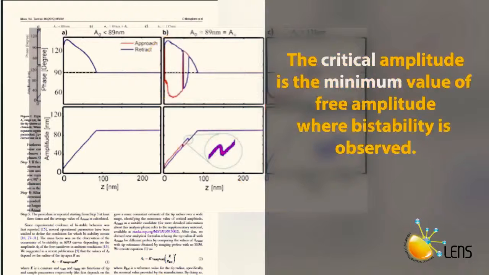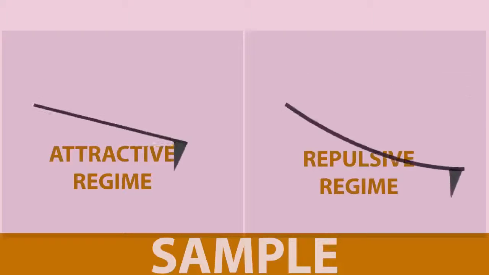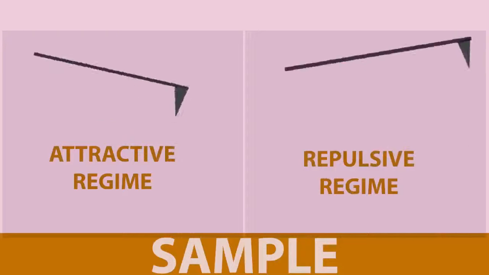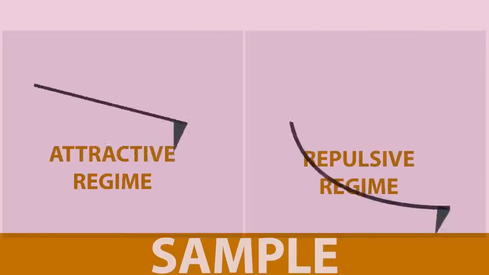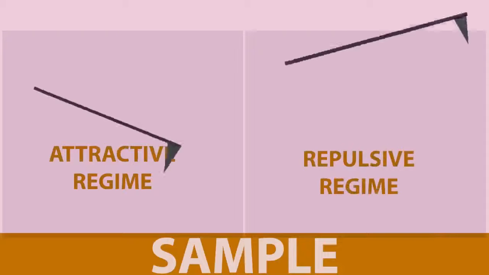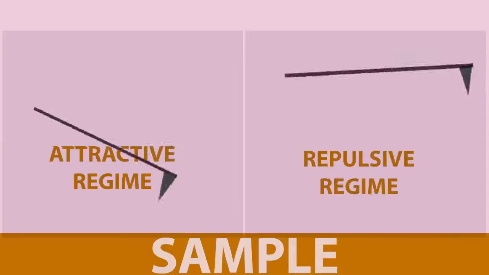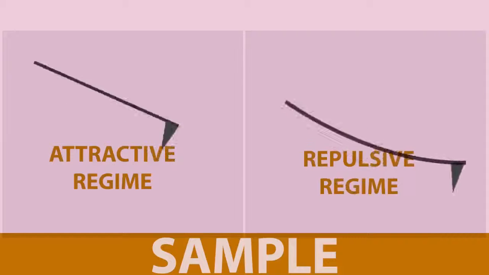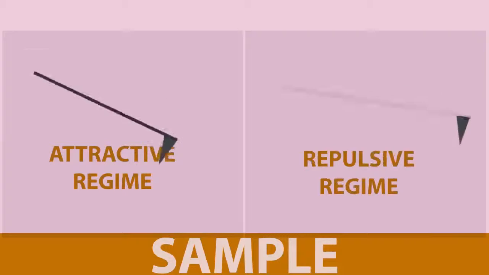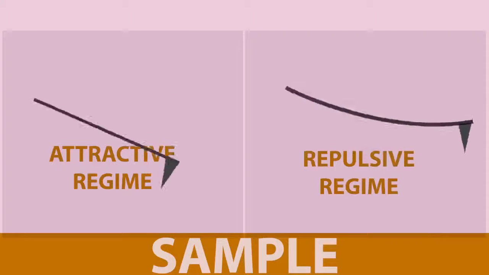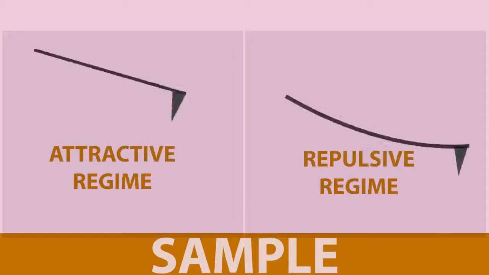The critical amplitude is the minimum value of free amplitude required to transit from the attractive to the repulsive regime at resonance. The magnitude of the chosen free amplitude determines the regime. So to image in the attractive regime, set the free amplitude below the critical amplitude, usually about half of the critical amplitude. To image in the repulsive regime, increase the free amplitude above the critical amplitude. In this case, you can double the value of the critical amplitude. I will demonstrate how to determine the critical amplitude using the MFP 3D.